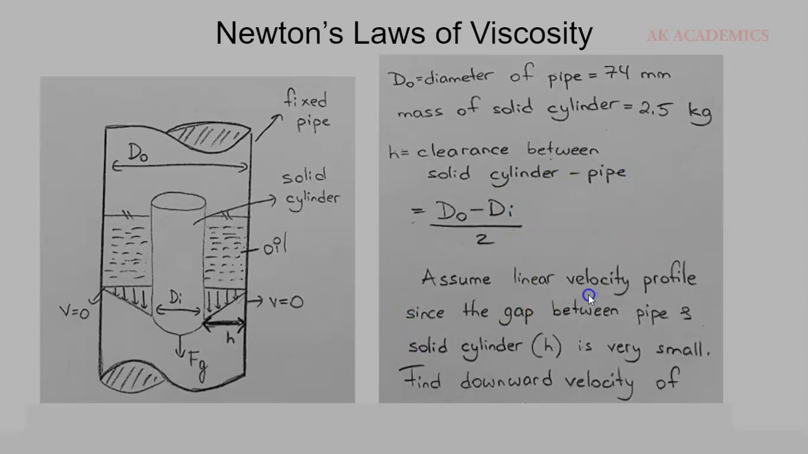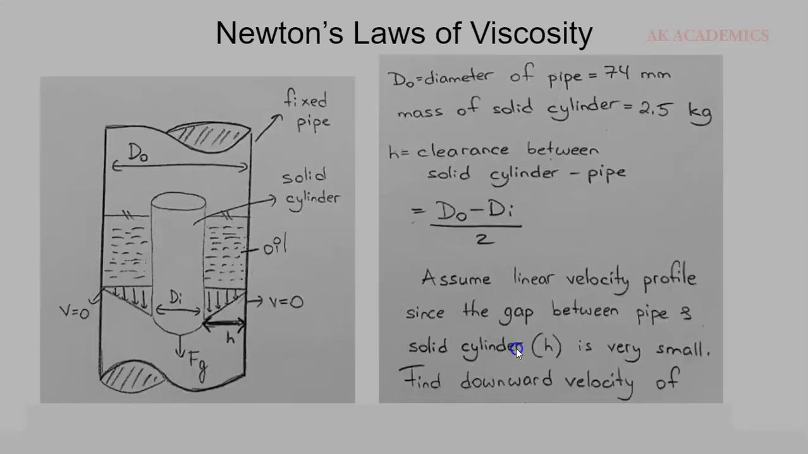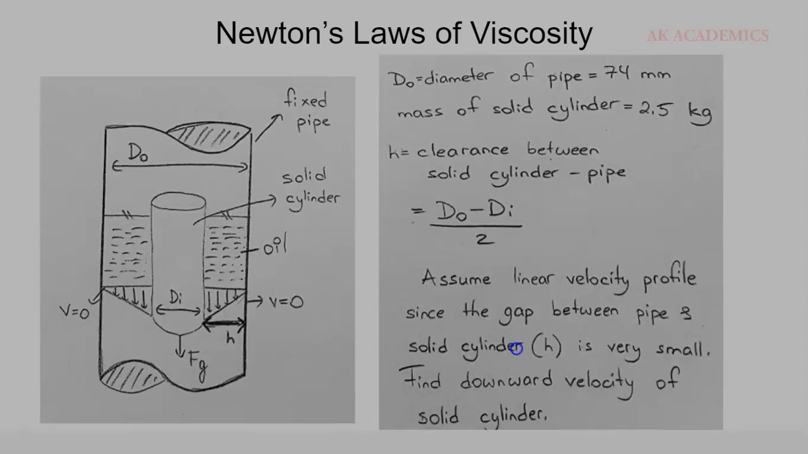So we will assume a linear velocity profile since the gap H between the pipe and solid cylinder is very small. You will notice that we have the outer diameter as 74 millimeters, and if you go up, you will notice that we have the inner diameter as 73.8. If we subtract 73.8 from 74, you would have about 0.2 millimeters. If H is that small, then we can assume that we are dealing with a linear velocity profile. The question says find the downward velocity of the solid cylinder.